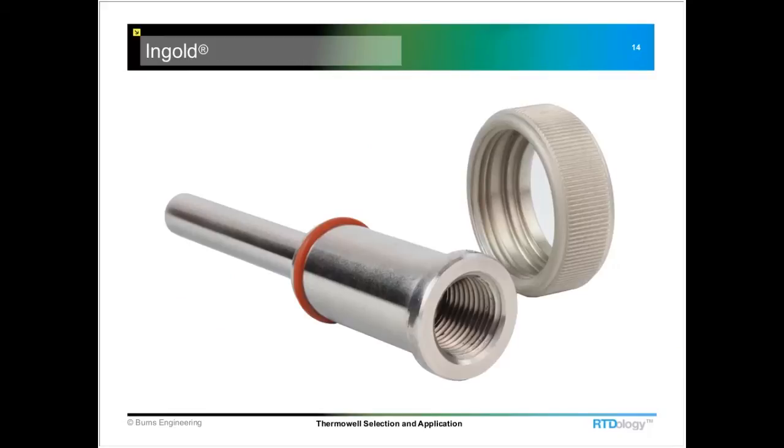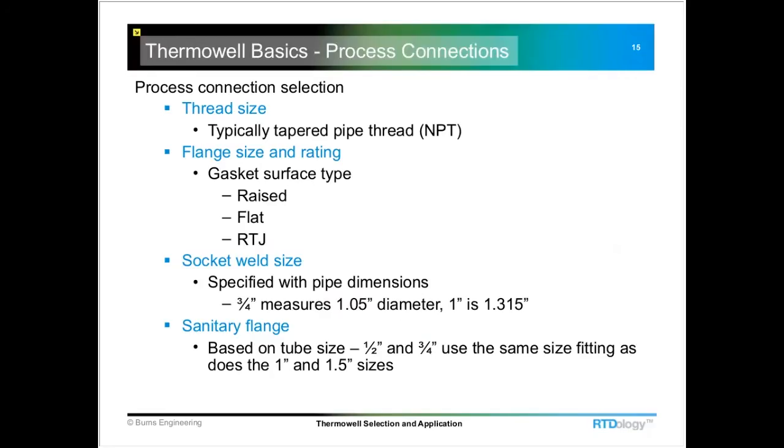And this is the O-ring style process connection. These are typically used in bioreactor vessels, and they're referred to by a few different names, but the Ingold name is one that, you know, the inventor of this, so that has kind of stuck. A lot of different style process connections, like I said.